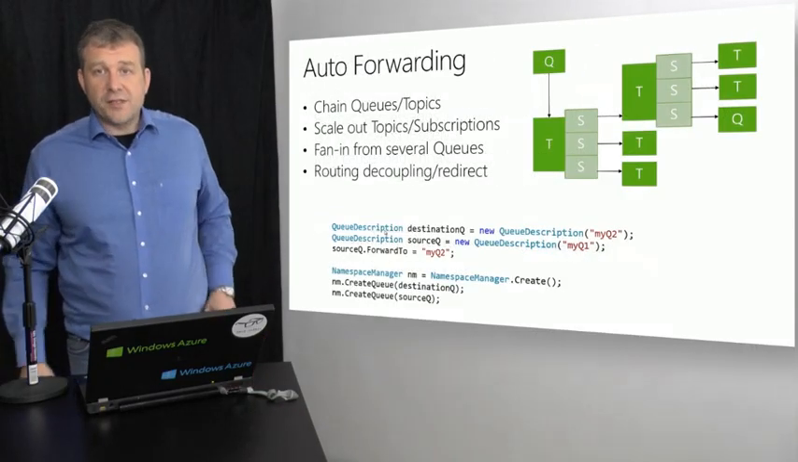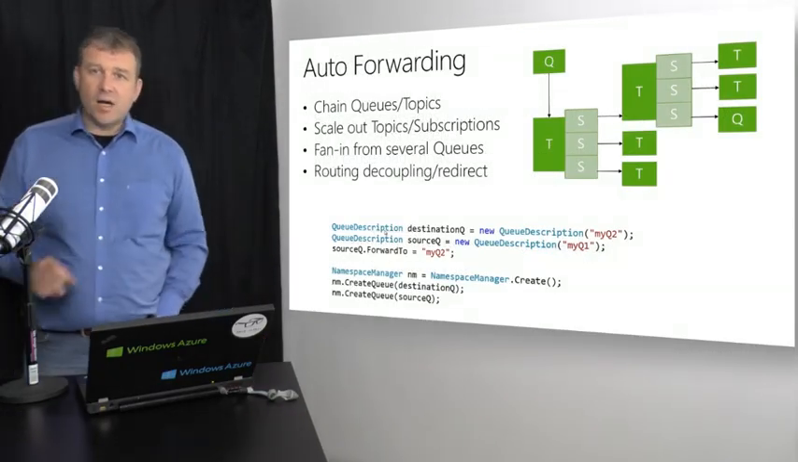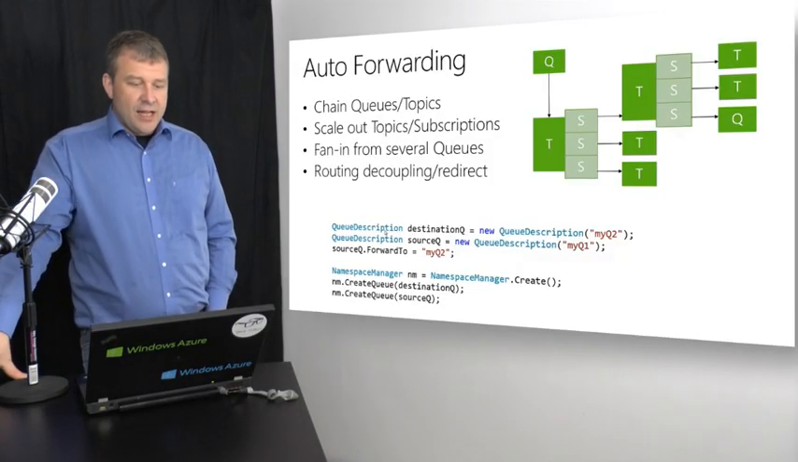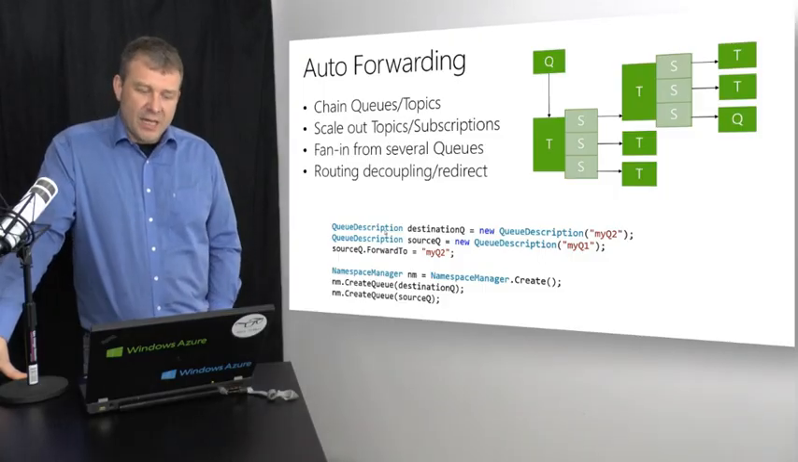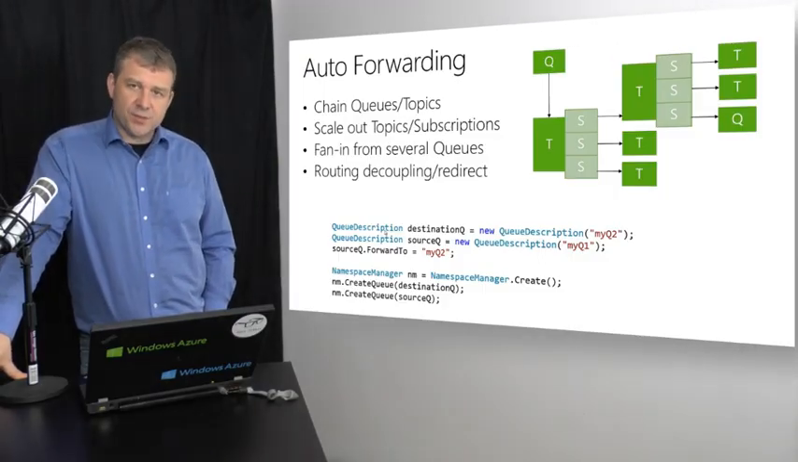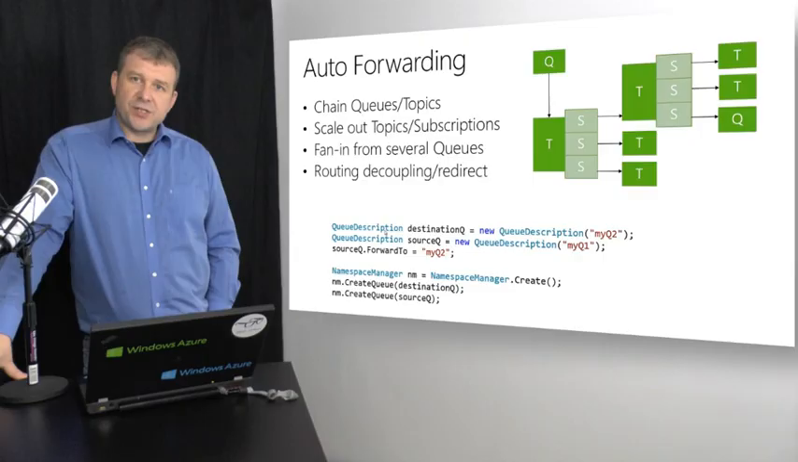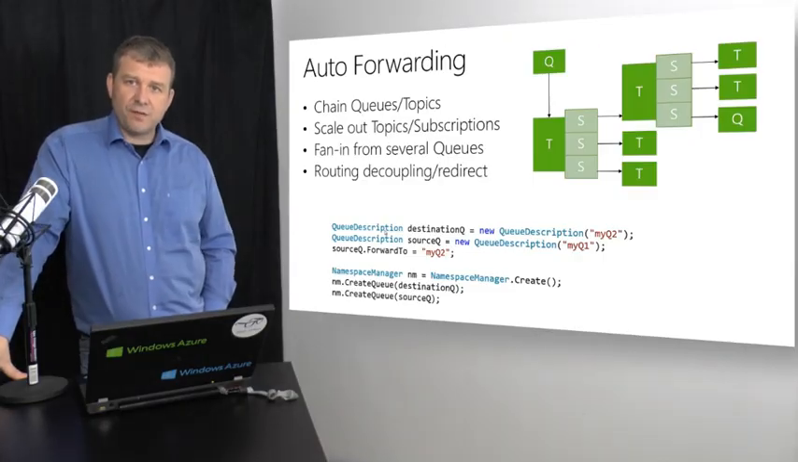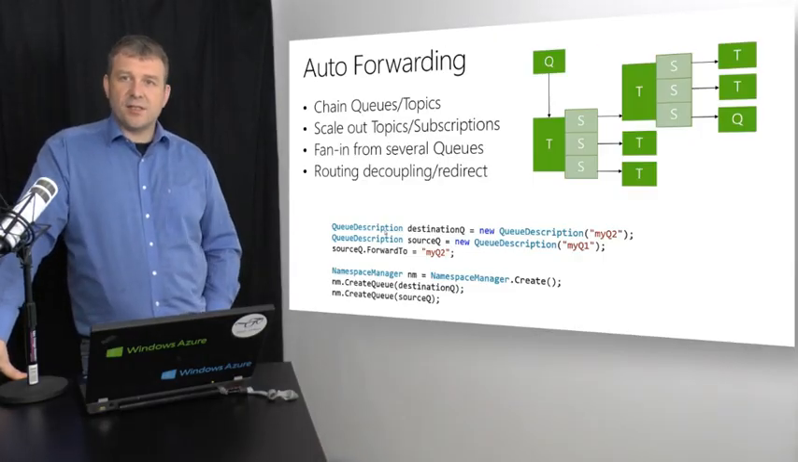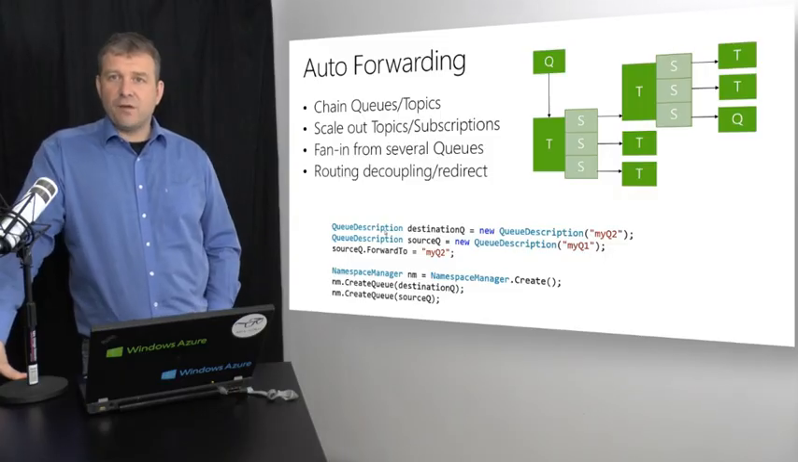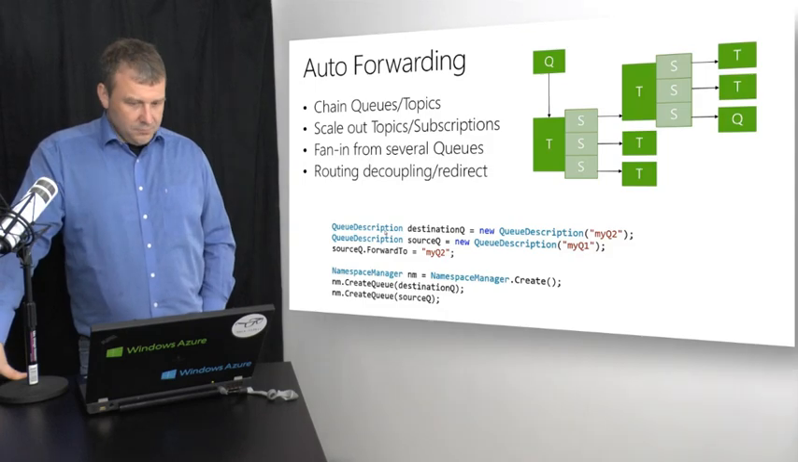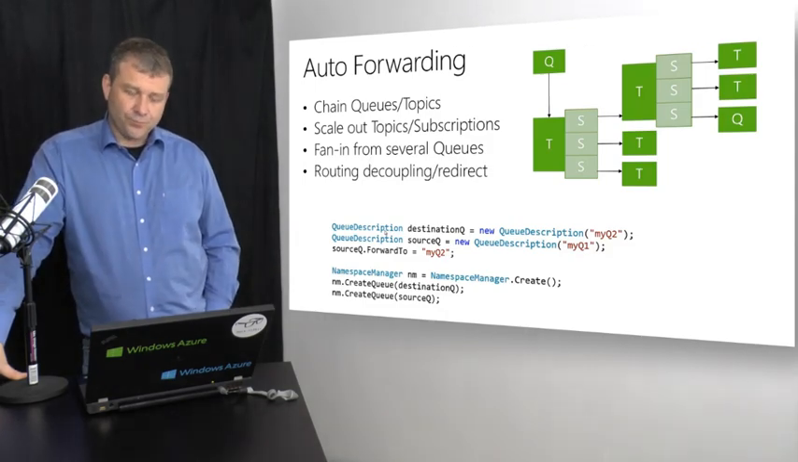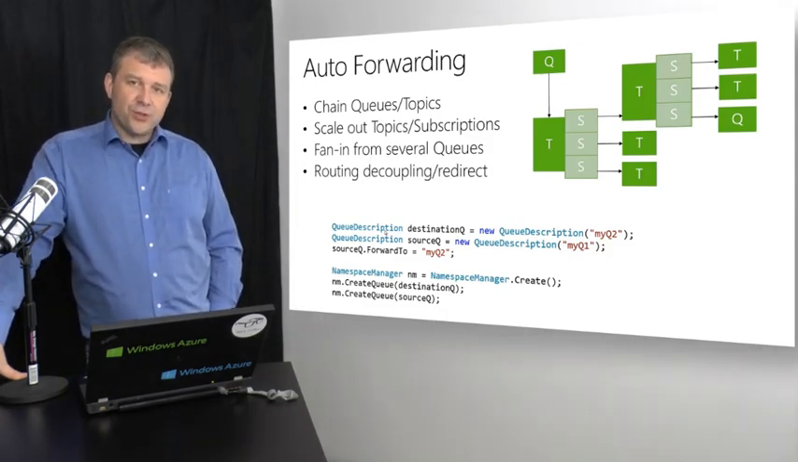Auto forwarding is a feature that I already mentioned several times. That allows you to chain queues and topics and to scale out topics and subscriptions. So it has to do with scale out, it has to do with additional flexibility. It is about as flexible and powerful of a feature as sessions are. Probably even more powerful. What it allows you to do is a number of things.